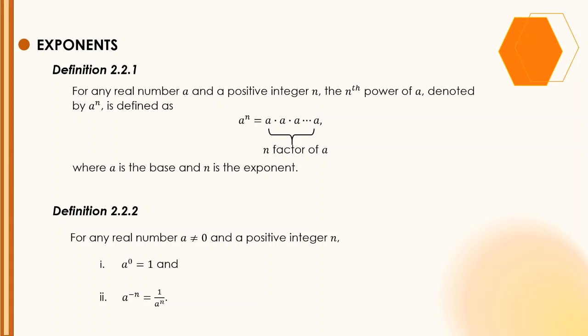Number 2 is a to the power of negative n is equal to 1 over a to the power of n. So, any real number a, pag may exponent na negative, gawin yung fraction, ilagay yung a na yon sa baba at tanggalin ang negative. Later on, magbibigay tayo ng example para mas klaro sa inyo.